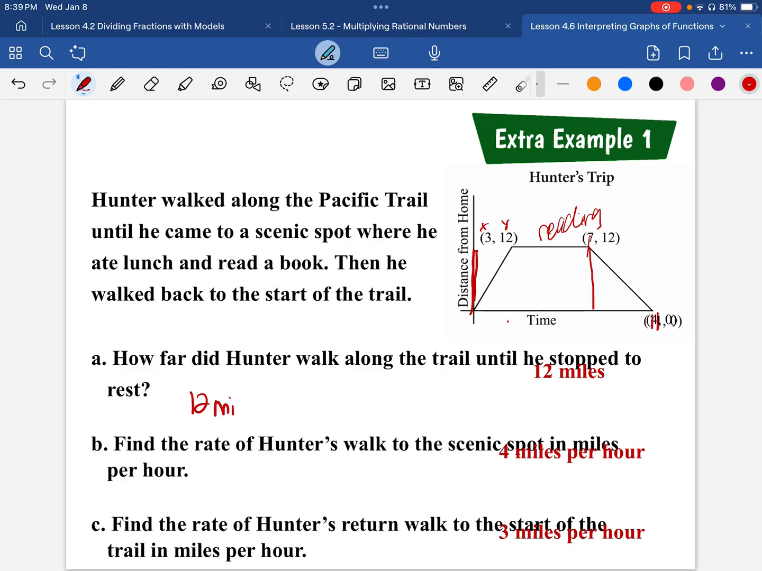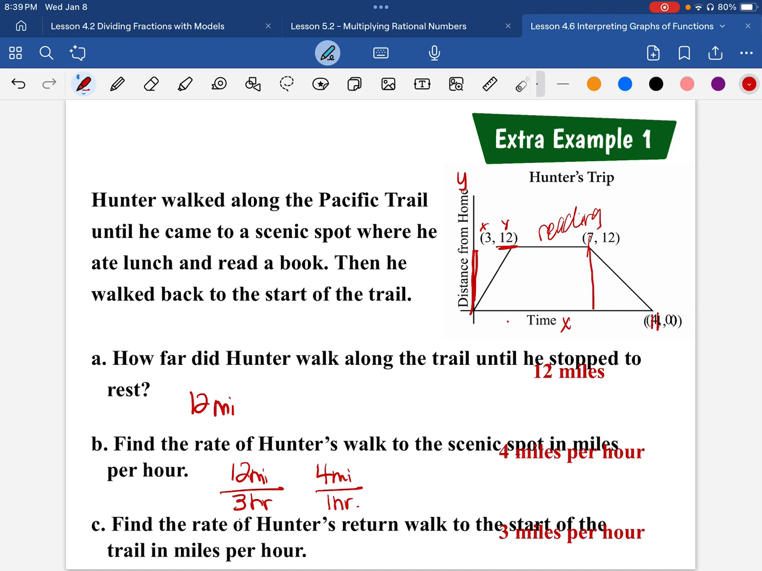Find the rate of Hunter's walk to the scenic spot in miles per hour. So miles per hour, we're going to put the miles over the hours because the miles are the Y, the hours are the X's. So we're going to put miles over hours. And then we're just going to take the numerator and divide it by the denominator to find that unit rate. So 12 divided by 3 gives me 4 miles in 1 hour. That's how fast he was able to walk.